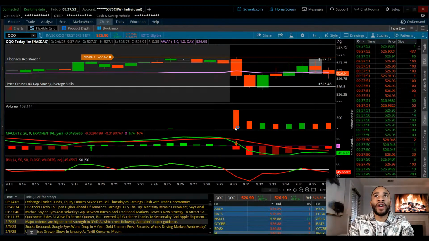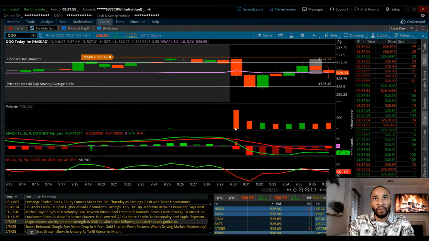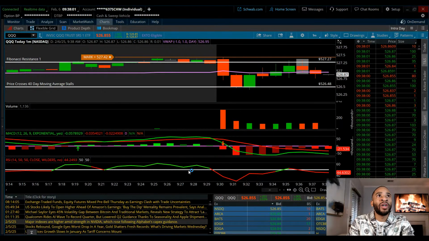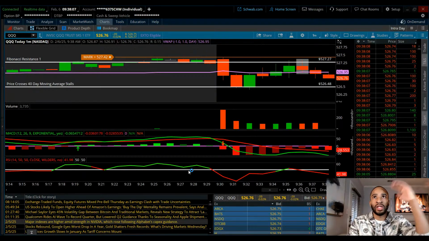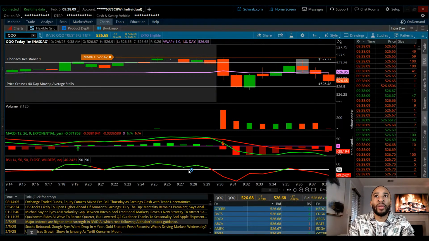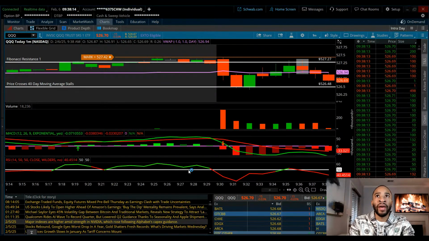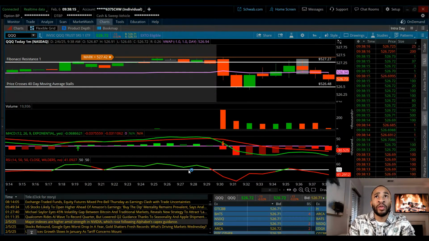If we break below $526.48, it's a possibility that we may go lower. Keep a close eye on that level. And keep a close eye on the $527.42 level for the Qs towards the upside. If we break above that level, it's a strong possibility that we'll continue to move higher. But at this current moment, we're currently bearish towards the downside. And that's the move that I've been playing, bearish moves towards the downside.